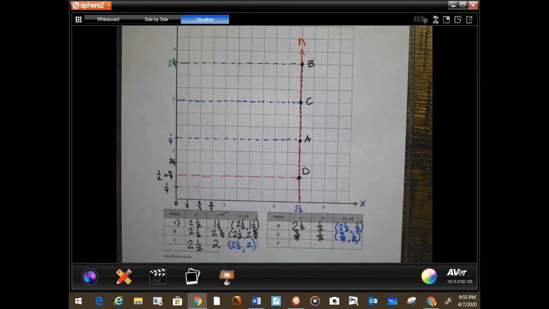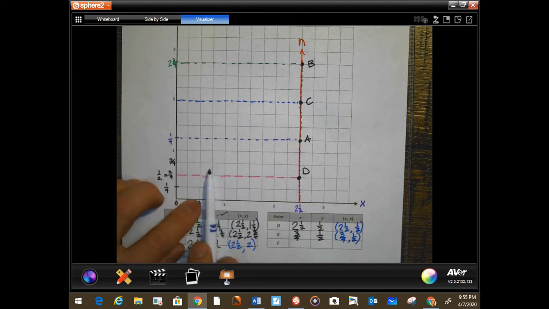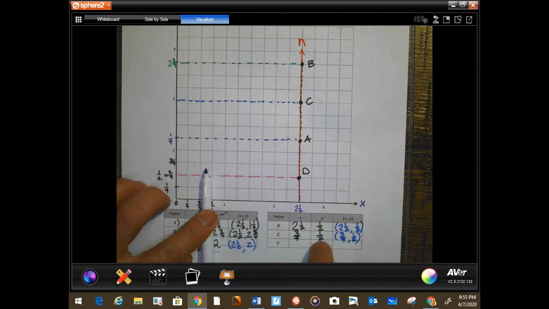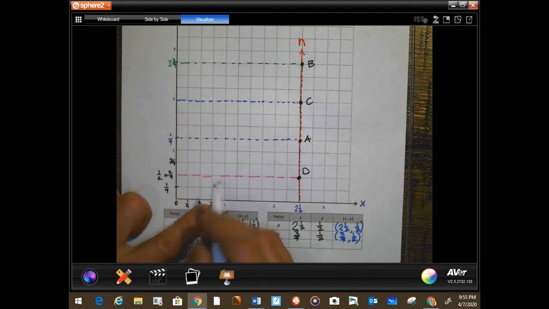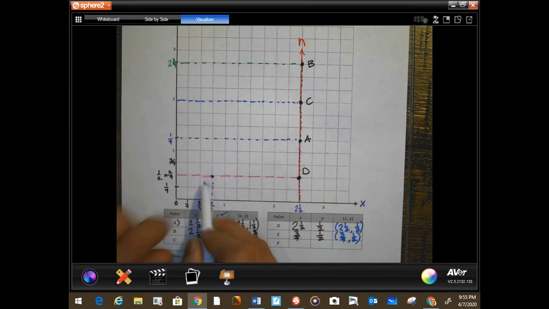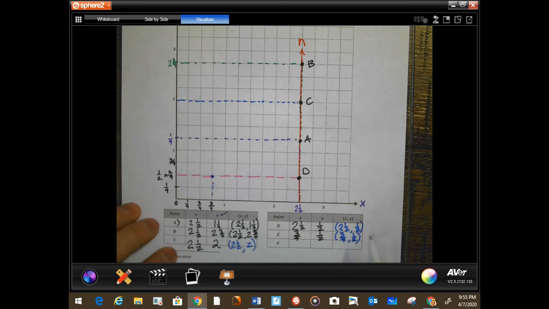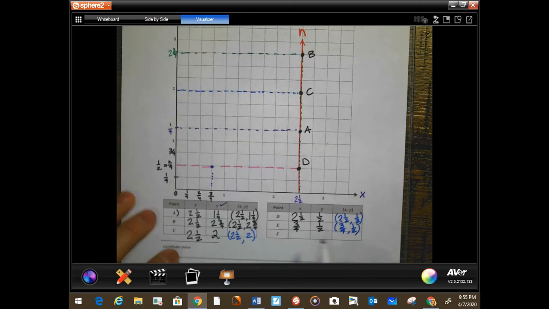Okay, now let's label that one. So 3/4 is going to be right here, and y is going to be half. So 3/4, and they're going to meet right here. Oh, look at this. These 2 points are going to share the same line. We're going to call it point E.